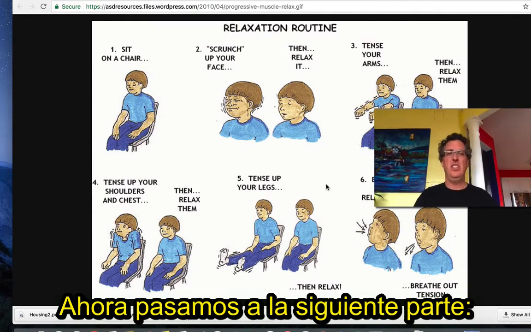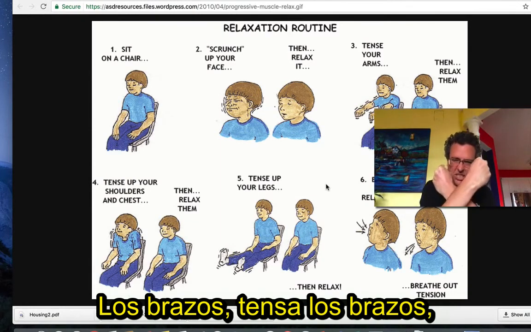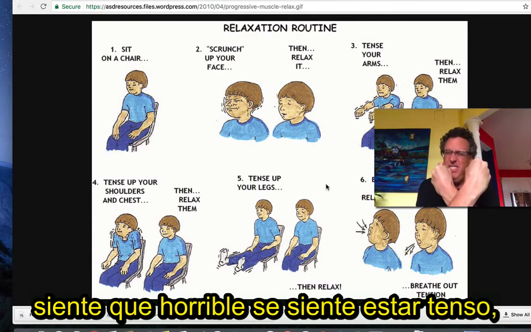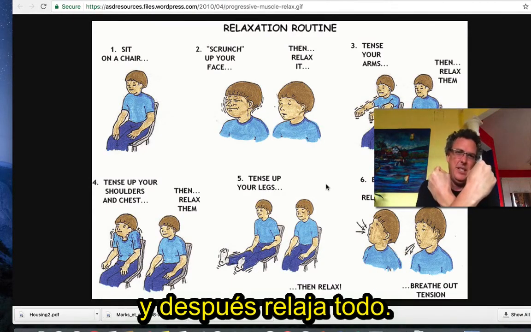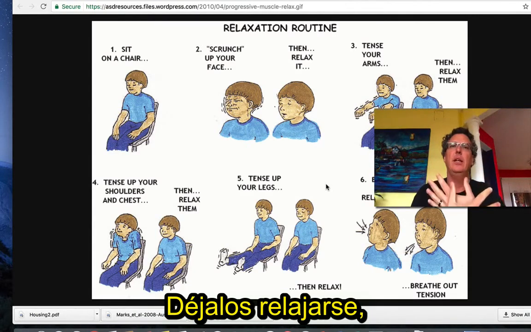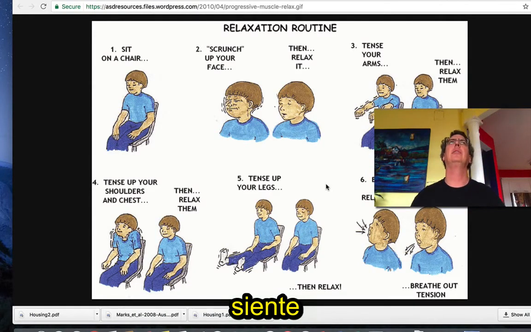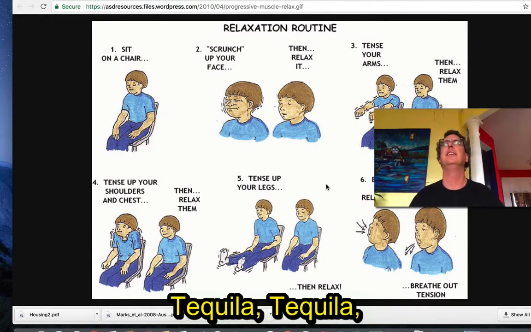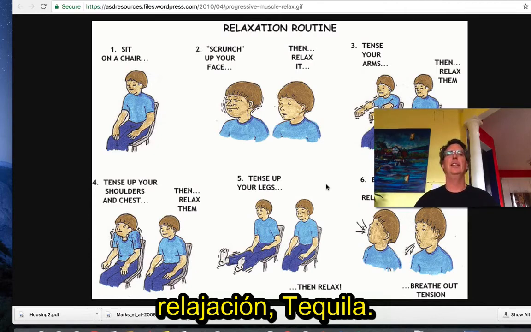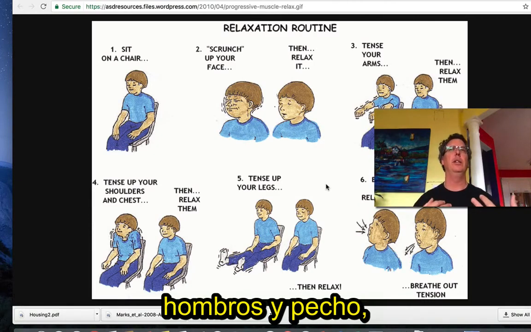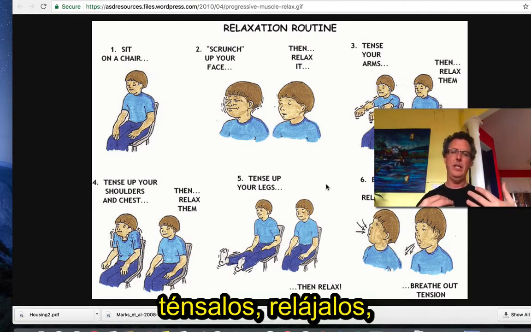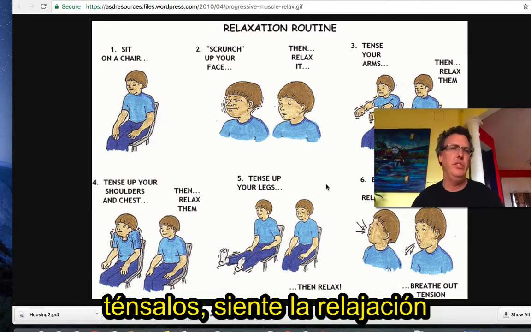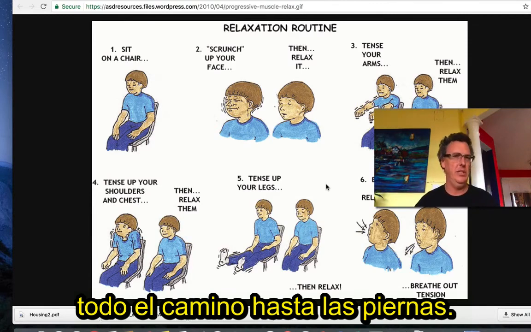Now we move to the next thing, the arms. Tense your arms, make them as tight as you can, your fists, everything as tense as you can make it. Feel how horrible that feels to be tense, and then relax everything. Let it relax. Feel that relaxation. Tequila, tequila. And you keep working through the body, shoulders and chest, tighten them, relax them, feel the relaxation. Stomach muscles, tighten them, feel the relaxation, all the way down to the legs.